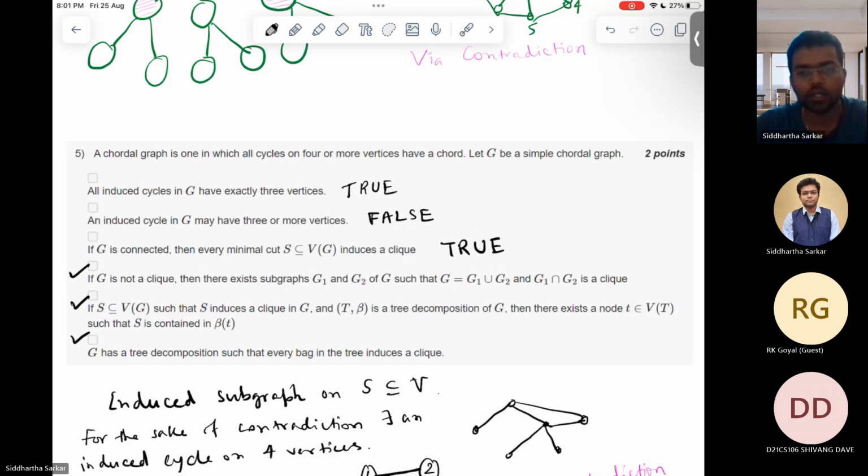If G is not a clique, then there exist subgraphs G1 and G2 of G such that G is equal to G1 union G2 and G1 intersection G2 is a clique. So what could be the meaning of the intersection of the two graphs?